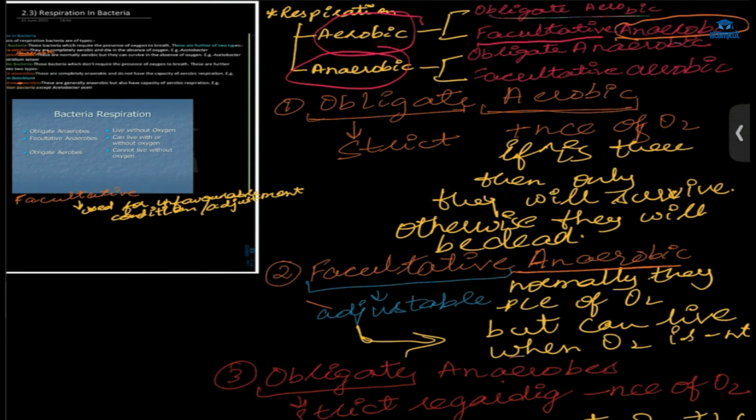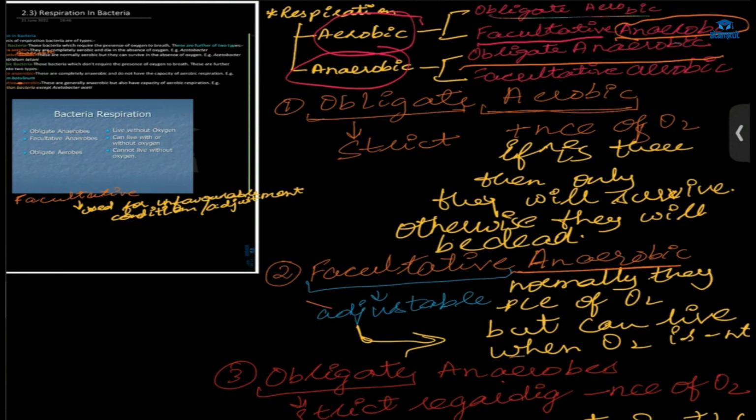Okay, next we have obligate anaerobes. What is the meaning of obligate? Strict. When oxygen is present, that bacteria will die. If there is no oxygen around them, they are happy and can live. And if oxygen comes into the picture, those bacteria, the obligate anaerobes, will die.